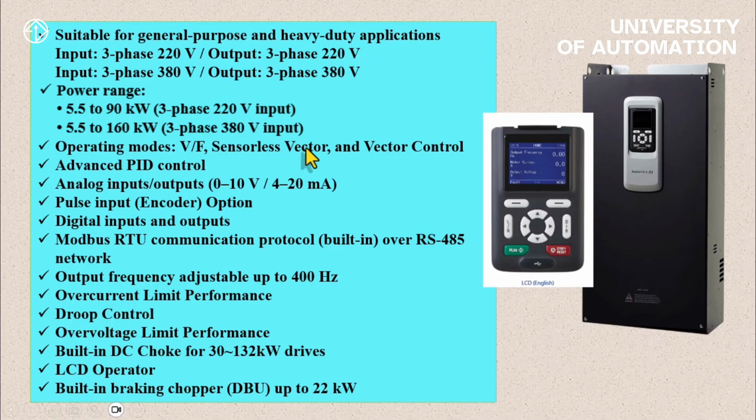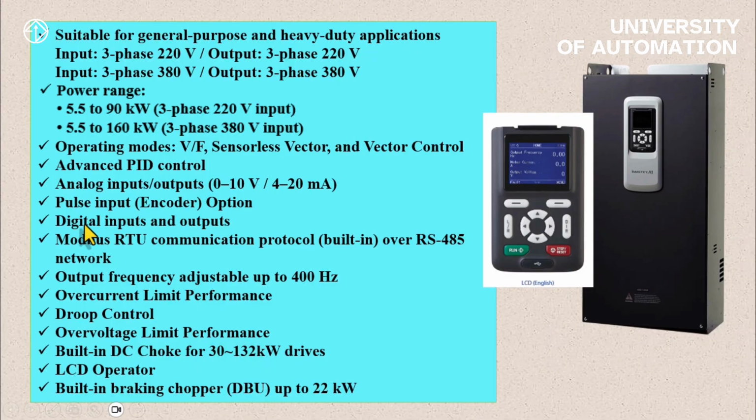That means it supports both open-loop sensorless vector and also vector control in closed-loop mode with a very advanced PID. This inverter has analog inputs in the form of 0 to 10 volt and 4 to 20 milliamps. It also has analog outputs, both voltage and current types, and you can connect an encoder as an option. If you want to operate this inverter in closed-loop mode and connect an encoder to it, you need to get an option card and connect your encoder to that option card.